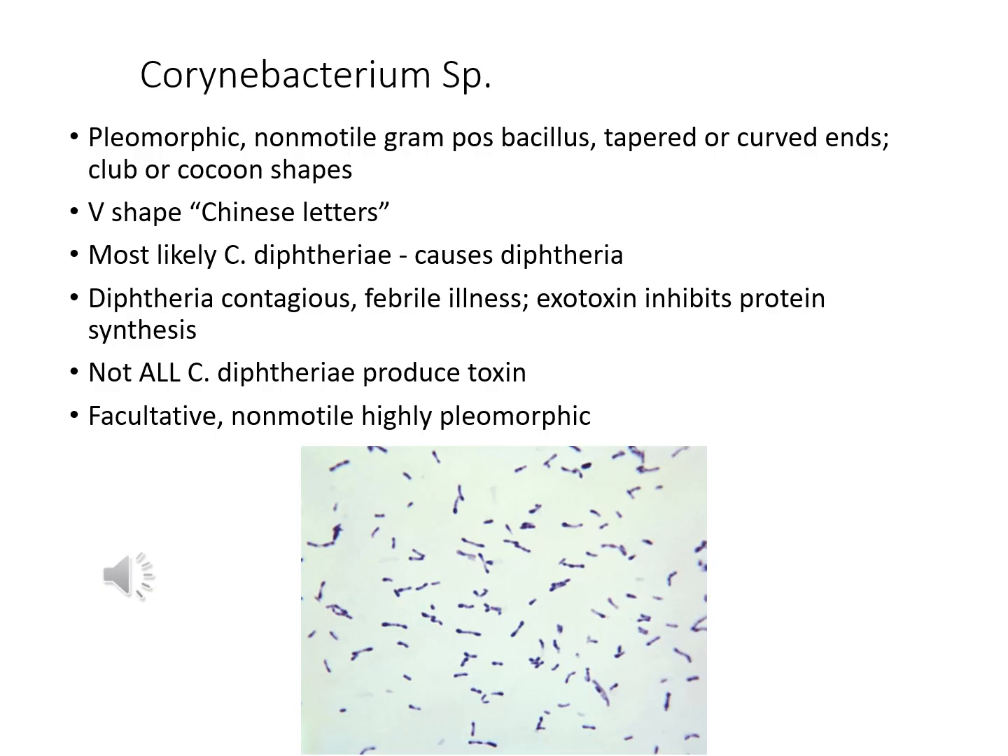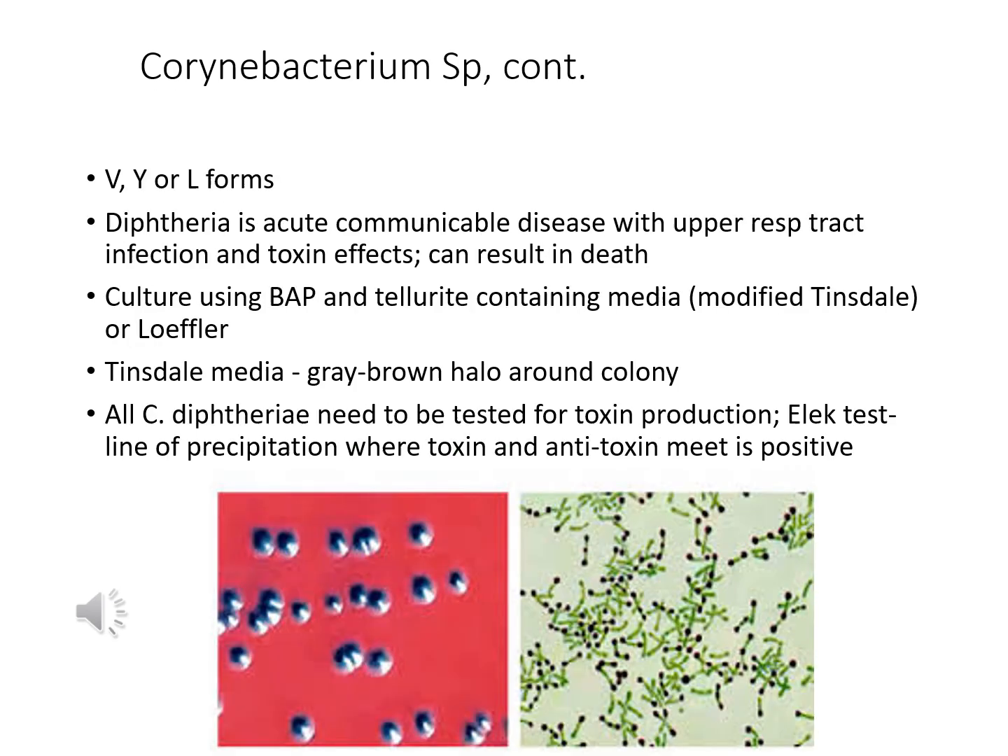Diphtheria is contagious and is considered a febrile illness where we have an exotoxin that inhibits protein synthesis. However, not all Corynebacterium diphtheriae produce a toxin. This is a facultative organism, non-motile, and is highly pleomorphic. So a lot of times they refer to them as Y or L forms because of the arrangement of the rods and how it looks on the gram stain. Diphtheria is considered an acute communicable disease with an upper respiratory tract infection and the toxin effects can result in death. So we're going to culture it using our blood agar plate or a tellurite containing media.